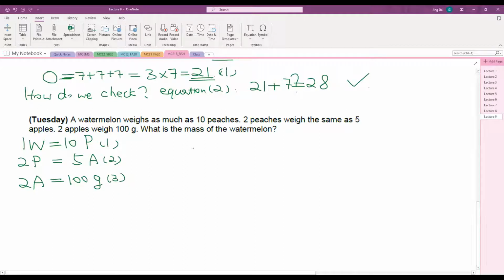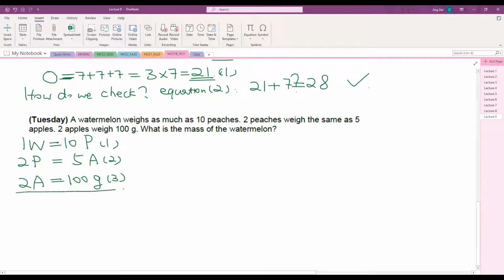So a watermelon weighs as much as 10 peaches. 2 peaches weigh the same as 5 apples. 2 apples weigh 100 grams. That is the mass of the watermelon. So 10 peaches, 2 peaches. 10 divided by 2 peaches equals 5. So 5 groups of 2 peaches and 1 watermelon.